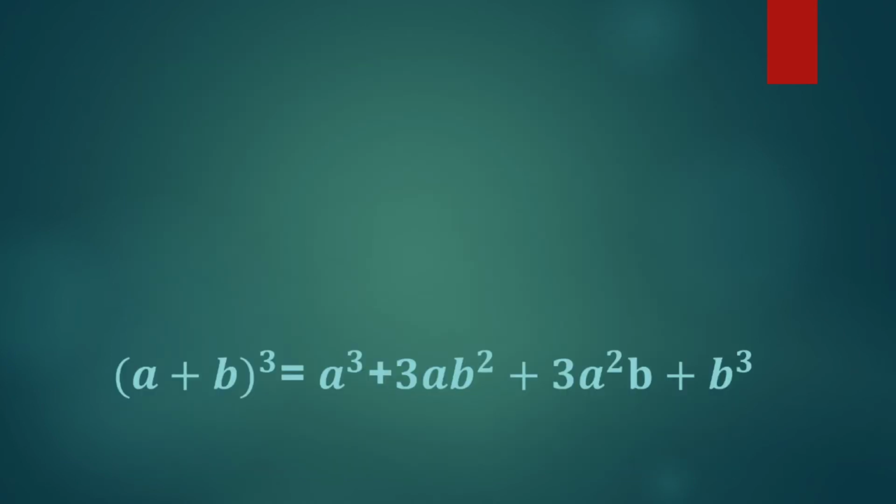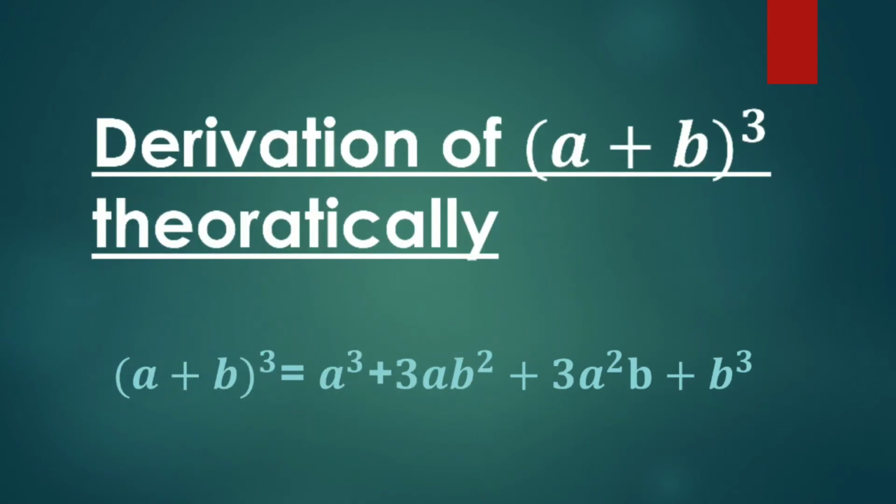You have seen this formula before, that (a + b) whole cube is equal to a cube plus 3ab square plus 3a square b plus b cube. But this is your learning. How we can derive this formula is the topic of today.